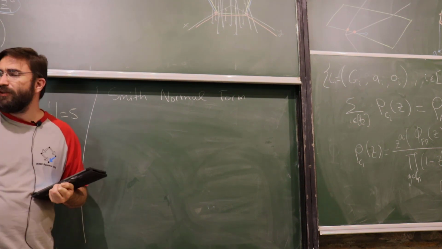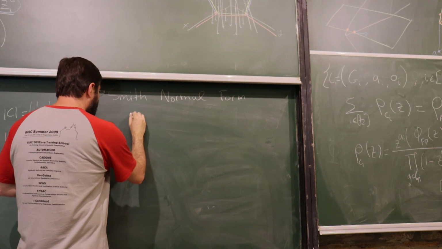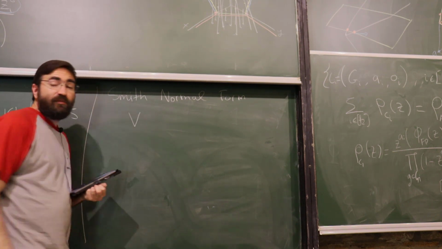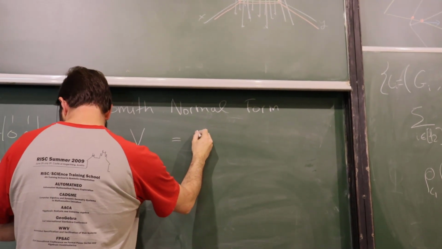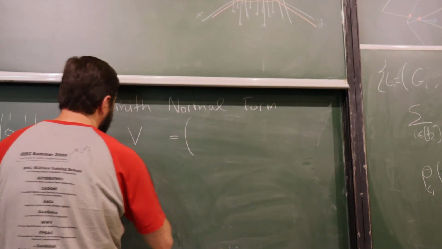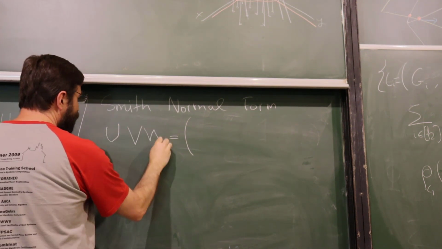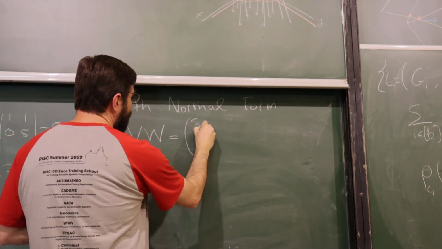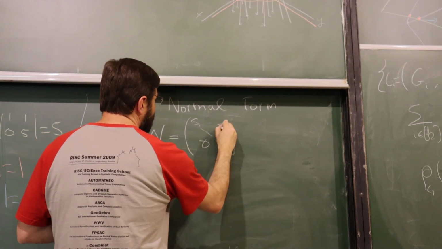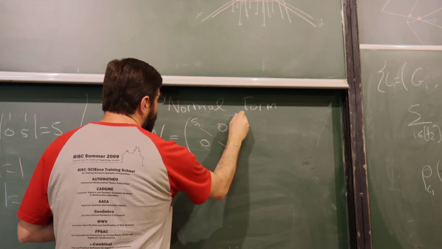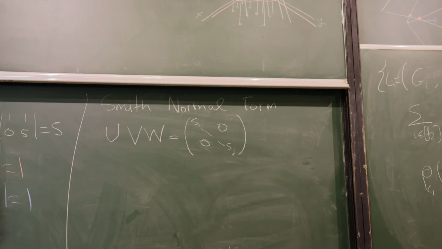So what is Smith normal form? Let's say we have a matrix V. Then we can find unimodular matrices U and W such that the result is a diagonal matrix, with the additional property that s_i divides s_{i+1}, okay?